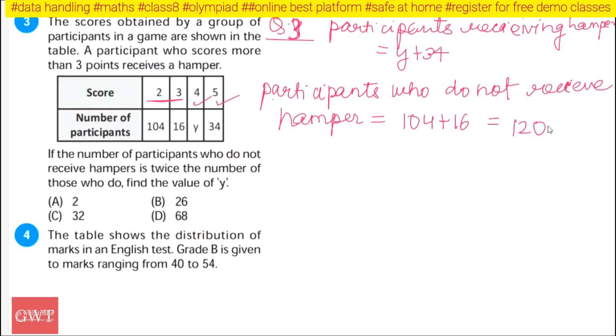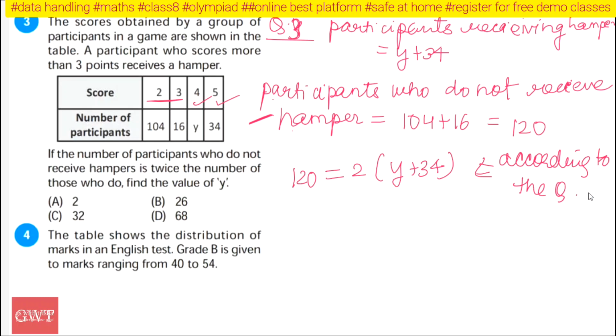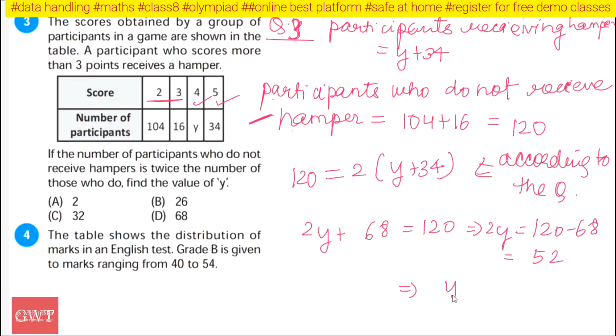Right? So it is given that the number not receiving hampers is twice the number receiving hampers. This one is equal to 120 according to the question. So now I will solve for y. 2y plus 34 into 2, that is 68, is equal to 120. Or I can say 2y is equal to 120 minus 68, or 52. So y is equal to 52 upon 2, or just 26. So the y value is 26, option B.